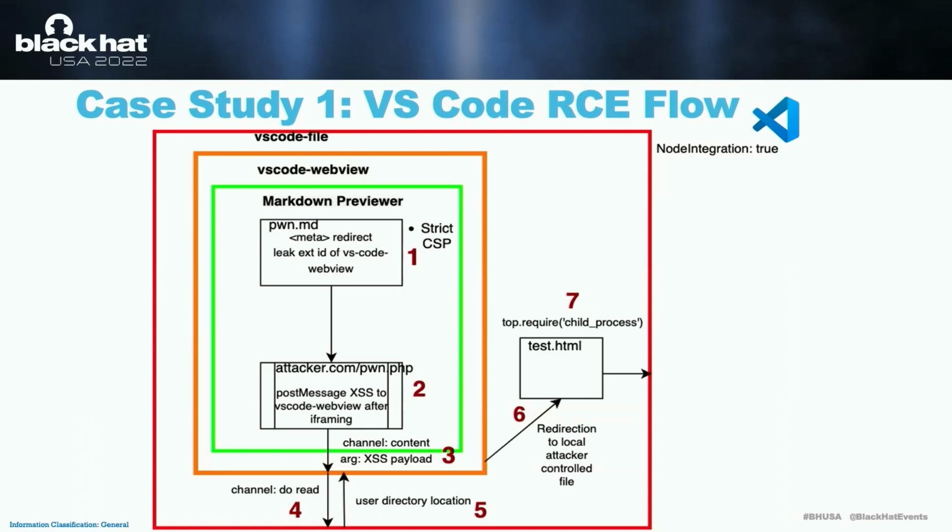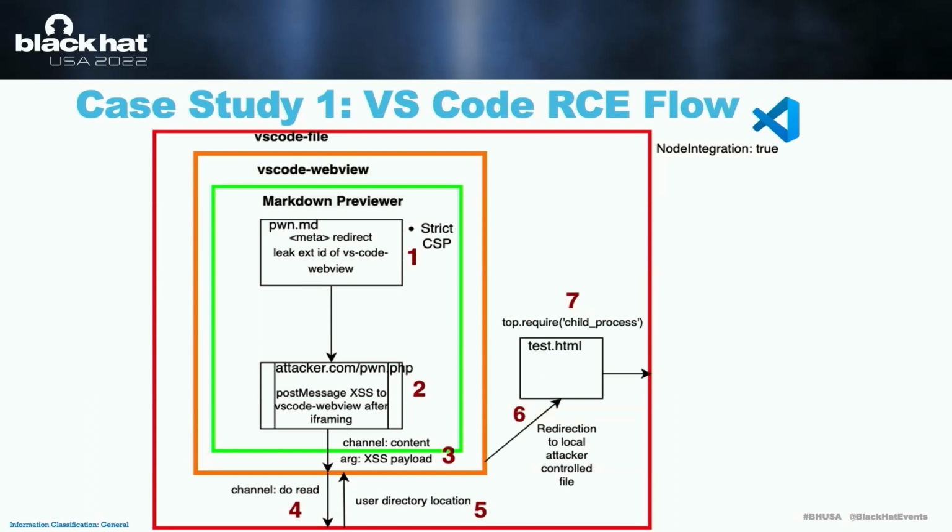First of all, if you open a markdown file like pwn.md, as this is subject to a strict CSP policy, what you would do is perform a meta redirect to an external website. Once you are on the external website, you can run any JavaScript you want. Once we had this XSS in step number 1, we leak the extension ID of VS Code. As you know, you can install extensions in VS Code, and those IDs are pretty long strings, which you cannot guess.